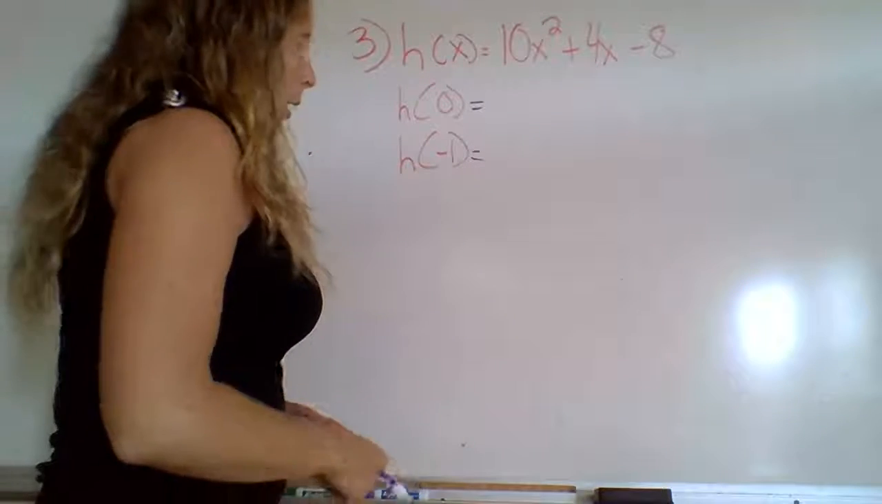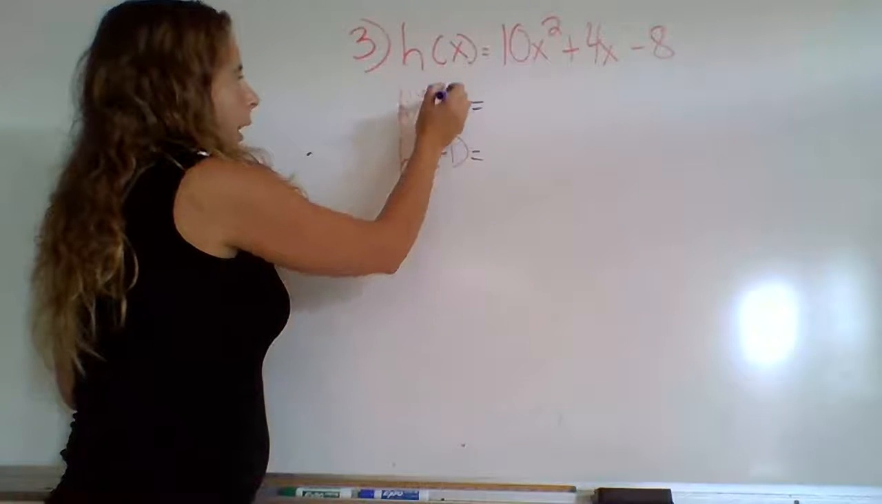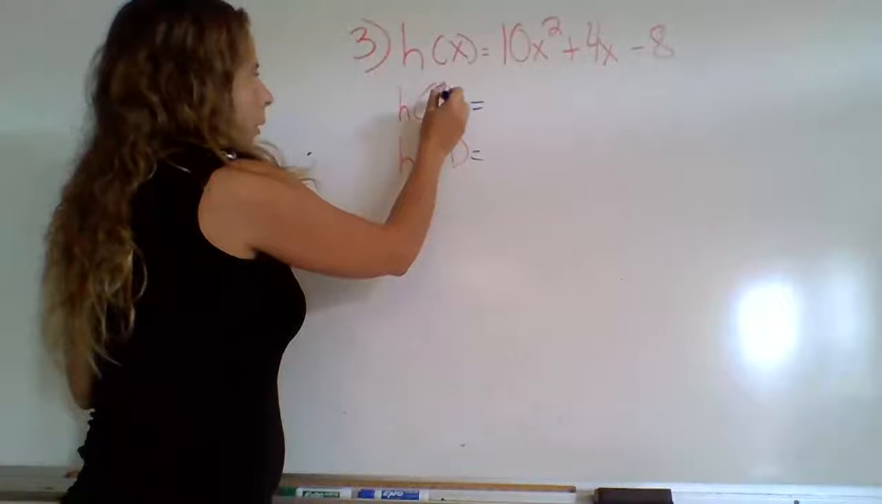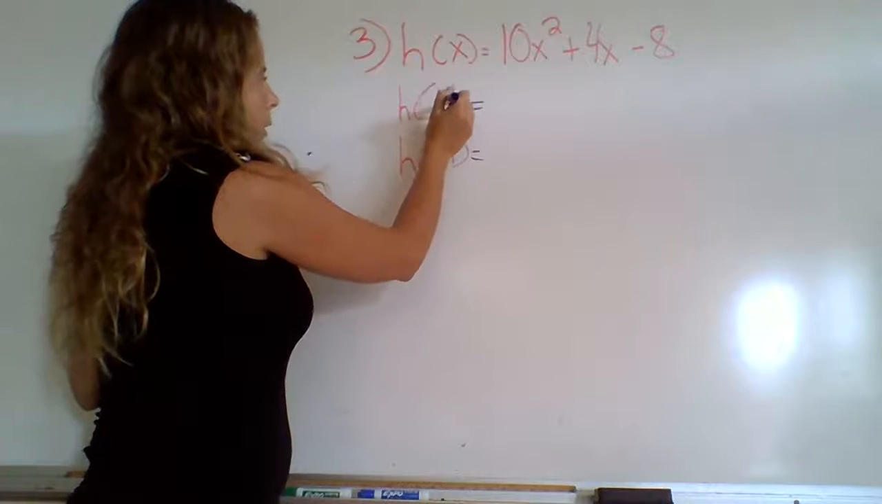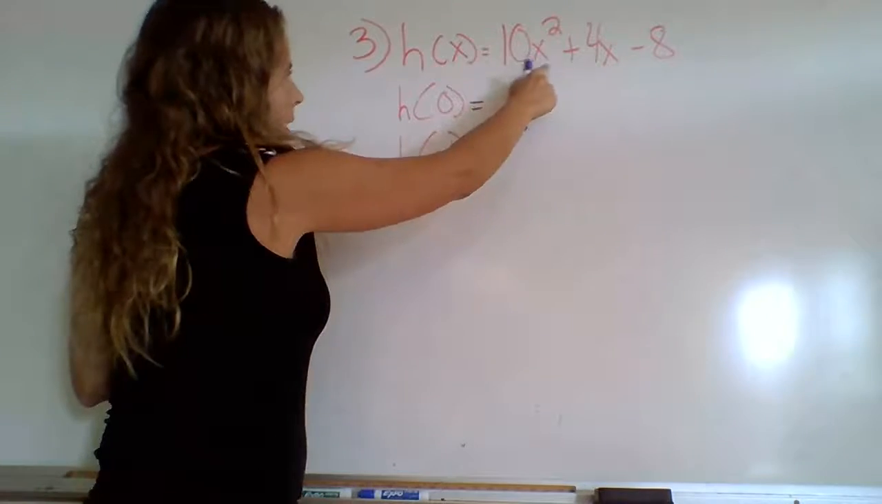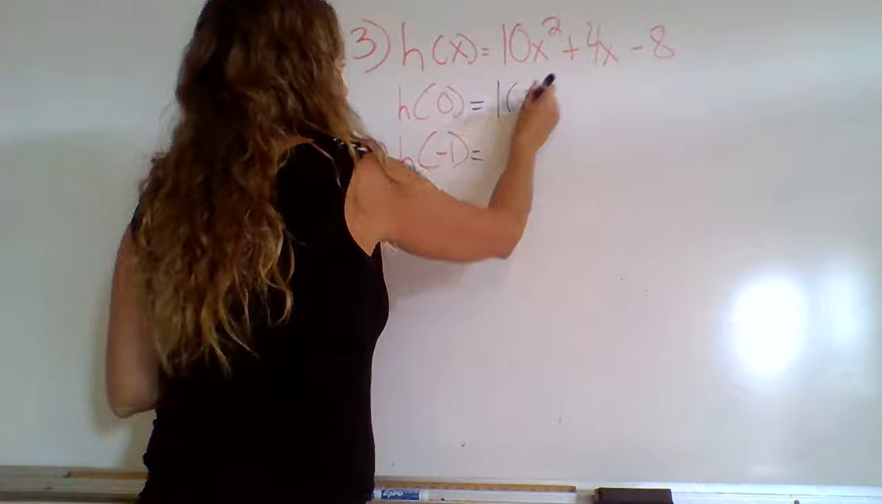Okay. So this means, see how there's an x here? And they replace it with a 0. That means x equals 0. X equals 0, and you're solving for h of x. So you're substituting 0 in for x and solving. So here we go. 10.